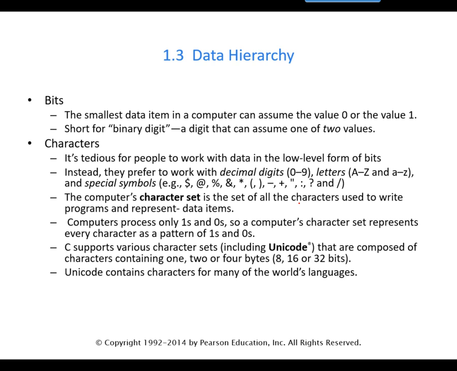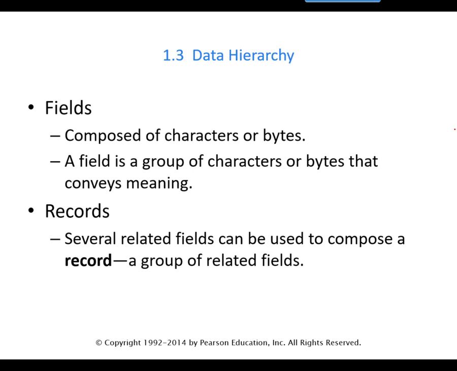Right there. So we've got bits, which is the smallest one, a 1 or 0. A character is a letter. A field can be a string or it could be a number. A record is a bunch of fields put together. What I gave you for employee was an employee record.